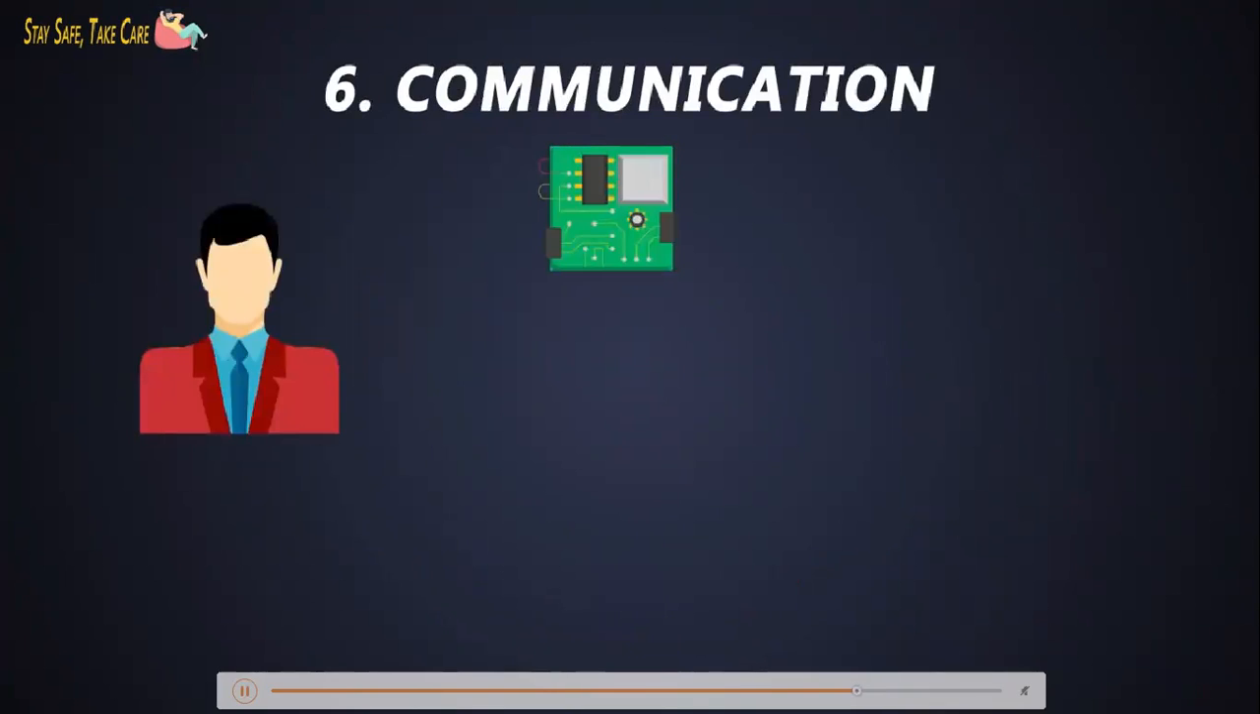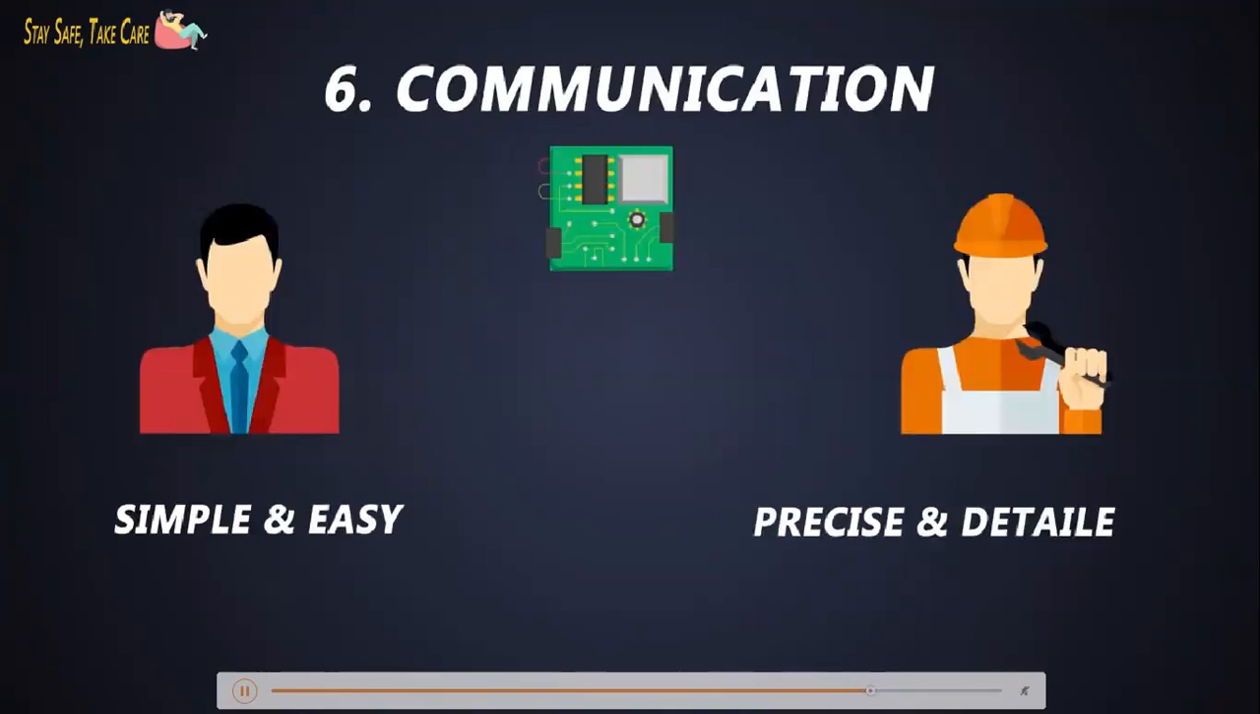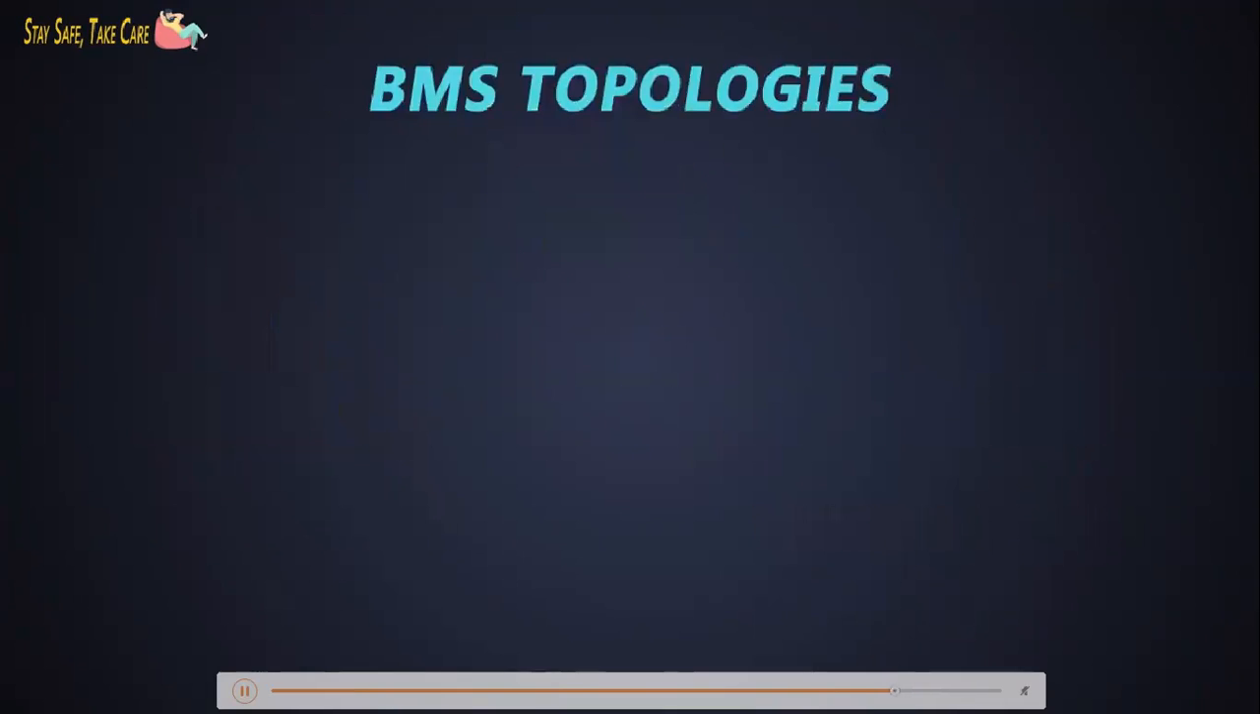In general, the user who is driving the vehicle is not a technical guy, so the information should be simple and interpretable. On the other hand, the BMS technician or engineer is a highly technical guy, and he should understand each and everything regarding the BMS, and the safety of the battery. Well, there are different types of topologies of a BMS hardware.